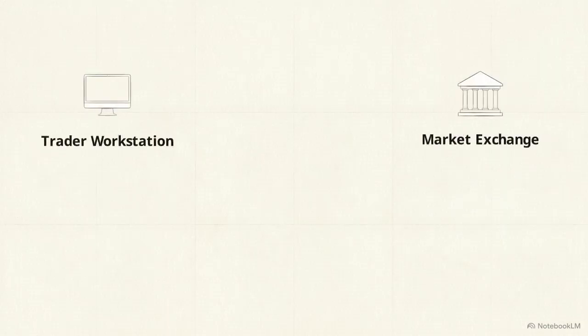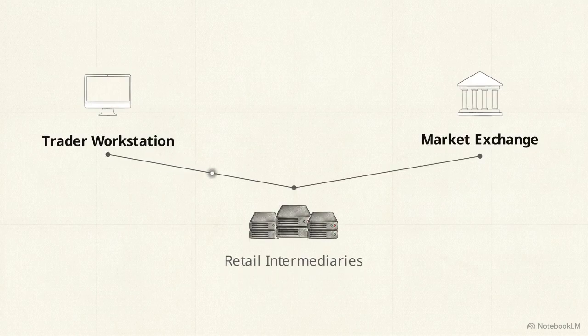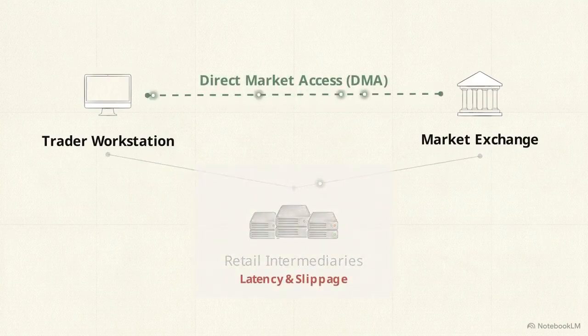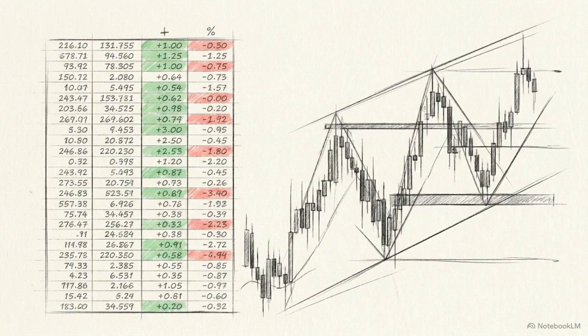Step 1 is securing your technology stack. You need direct market access, or DMA, which routes your orders directly to the exchange to avoid price slippage when seconds matter. You also need Level 2 market data to view the full depth of the order book, paired with responsive third-party charting software like TradingView.